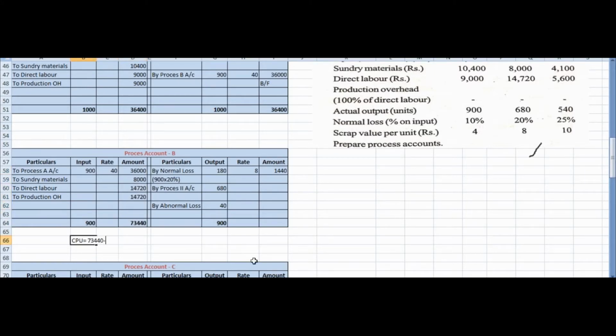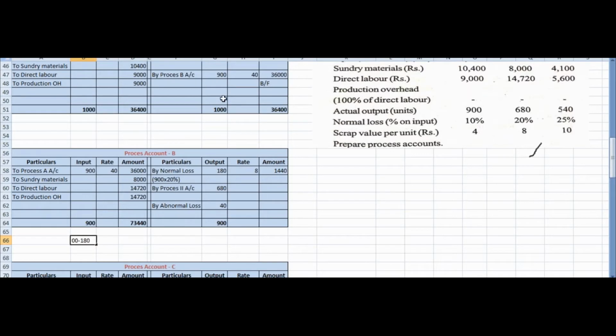73,400, 73,440 minus 40, this column. Which one? 1,440 is the normal loss amount. The whole divided by total units means the input column units. How much is the total input? 900 in the input column, minus normal loss. How much here? 180. See, 180 is the normal loss.